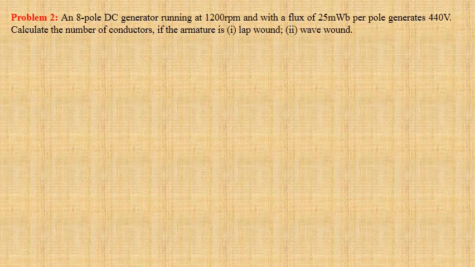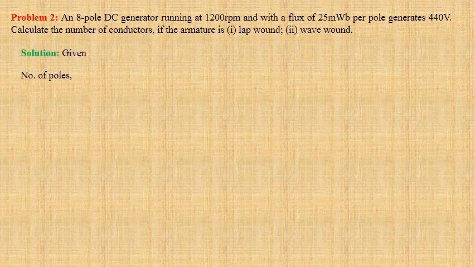Problem number 2. An 8-pole DC generator running at 1200 rpm and with a flux of 25 milliweber per pole generates 440 volts. We have to determine the number of conductors if the armature is lap connected and if the armature is wave connected. Let us first jot down the given data.